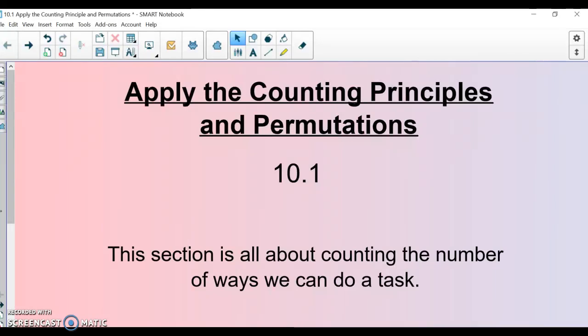Welcome to Chapter 10. Chapter 10 is on probability, and in Section 10.1, we will be discussing the fundamental counting principle as well as different forms of permutations. In 10.1 and 10.2, our main goal is to count the number of possible ways that we can select items or objects or people. And we're going to learn multiple ways to do that today.